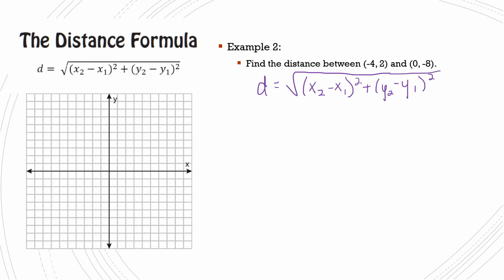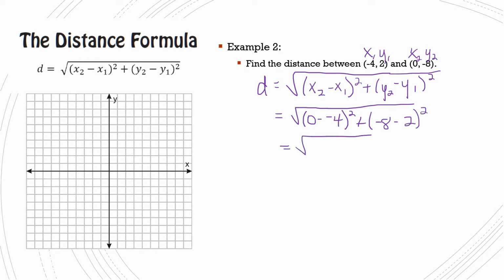Again, it does not matter which one you choose as x1 or y1, as long as the x's correspond with the y's. So now that I've designated which one's x1 and x2, we're just going to plug in for what we know. So x2 is 0, subtract x1, which is a negative 4, squared, plus y2, which is negative 8, minus a positive 2, again squared, equaling the square root. Here I'm going to get a positive, subtracting a negative, so I get 4 squared plus, in parentheses, a negative 10 squared.